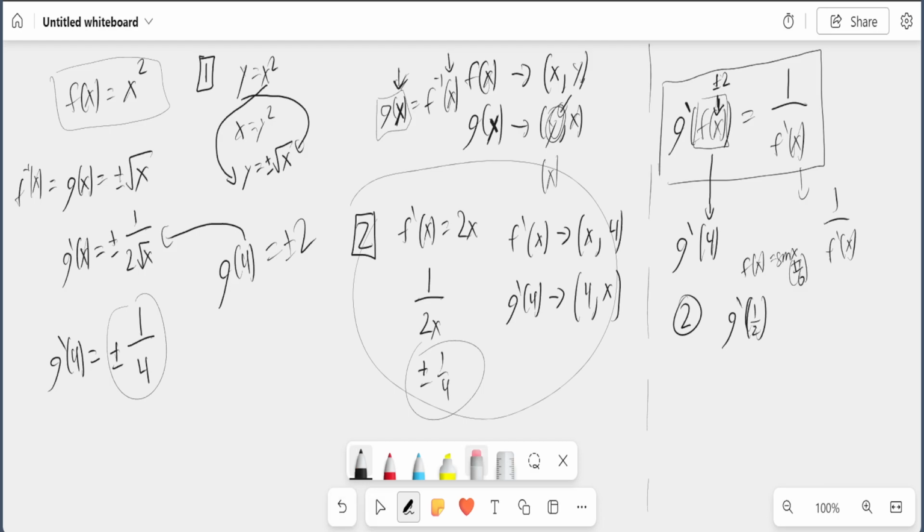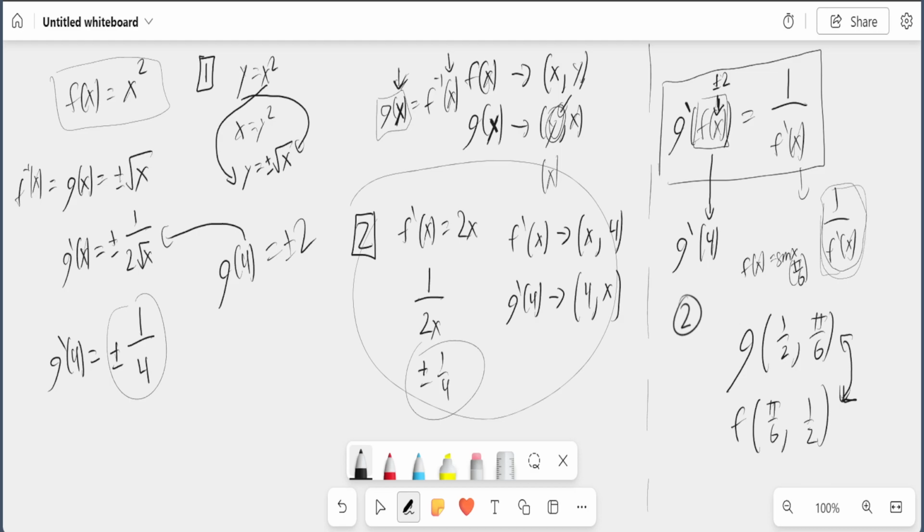Let me write it this way. For g, there's a point 1/2, pi over 6, right? But for f, there's a point pi over 6, 1/2. These are related points, the inverse points. But since we're using f prime of x in our shortcut, we need to think about this. We can't just plug in straight what we see in the problem, because that's in terms of g. That was the best explanation I think I can give.